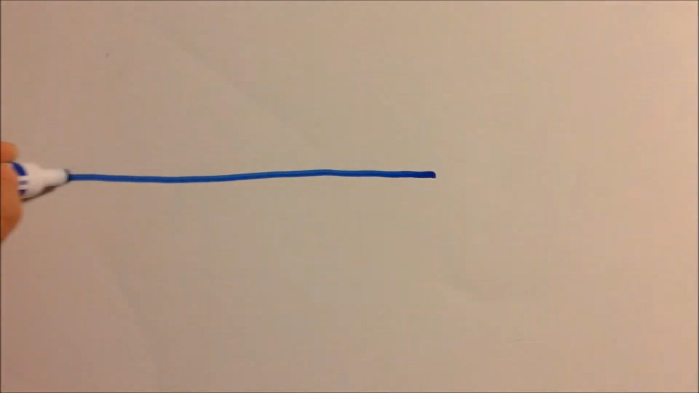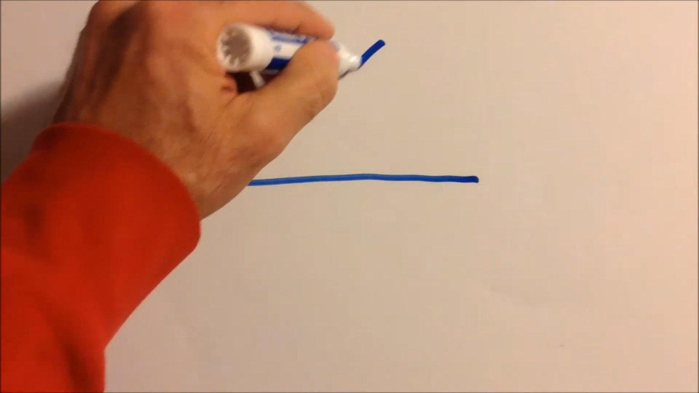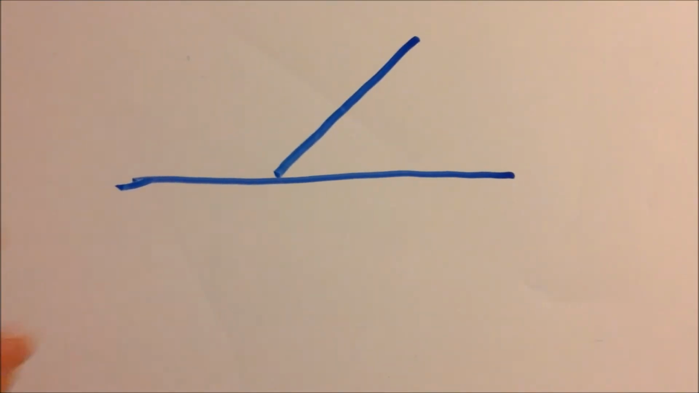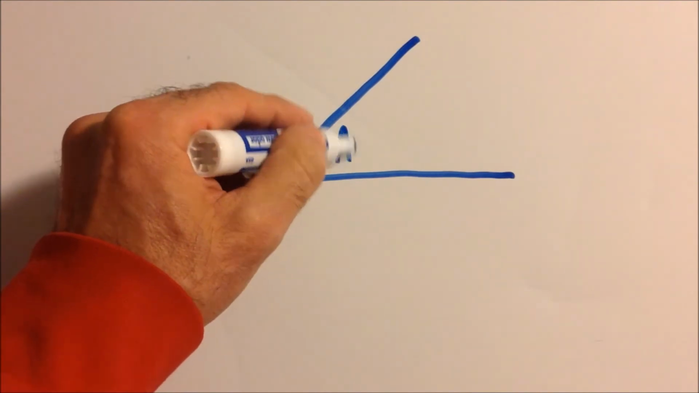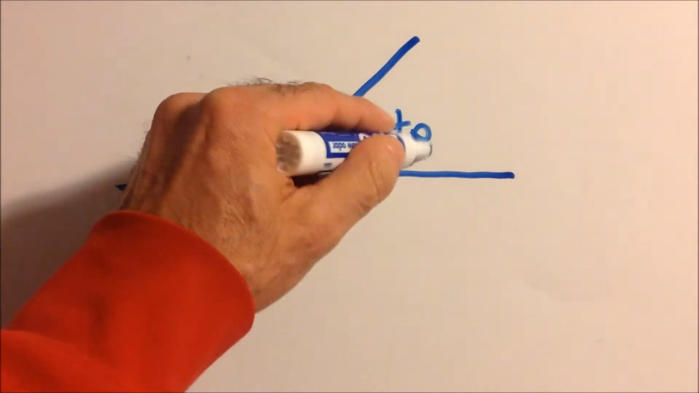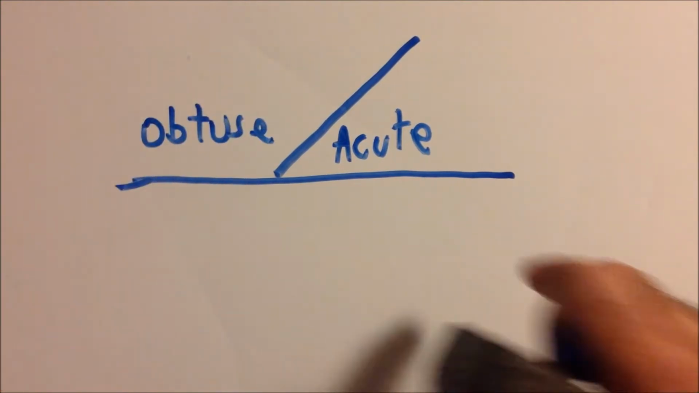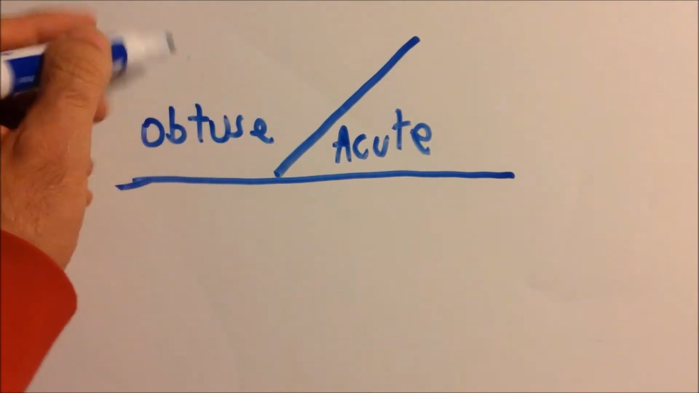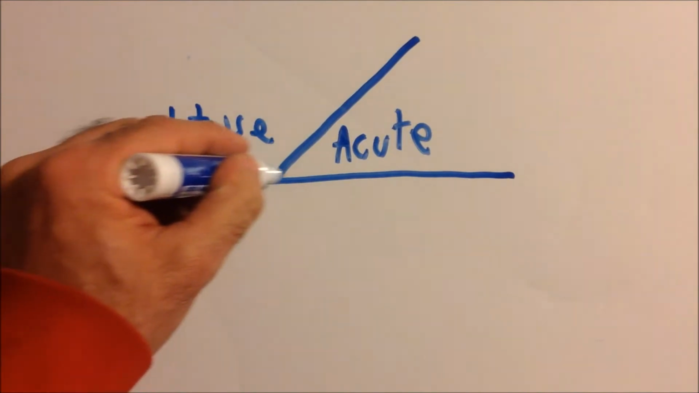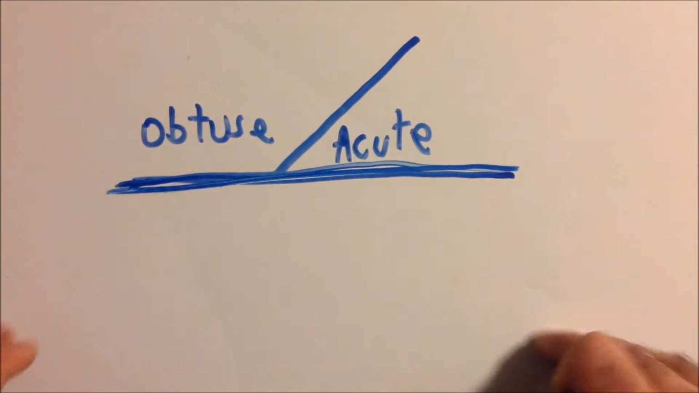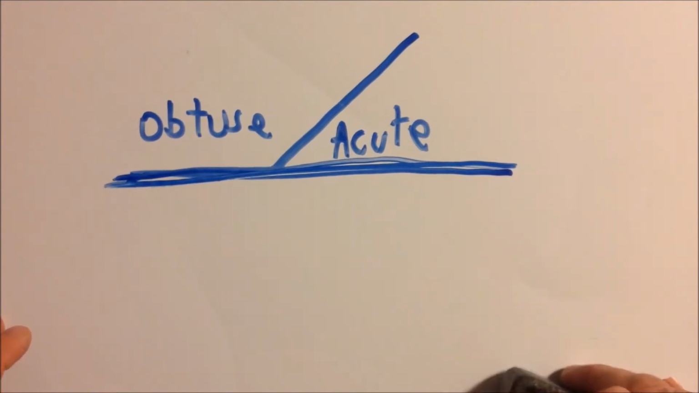Here we'll make a line segment. And we have two angles here, as you can see. One is acute, and this one's obtuse. The acute is less than 90, and the obtuse is greater than 90, but not 180. And as you can see, they're both on the straight line, which we know is 180 degrees.